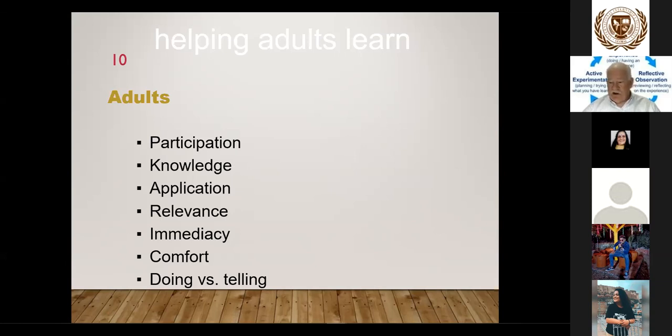And then also comfort in learning environment. Having adults sitting on hard chairs or going for long periods of time without breaks become a problem. And then the more with adults that you can help them do the learning, demonstrate the learning versus just telling them.